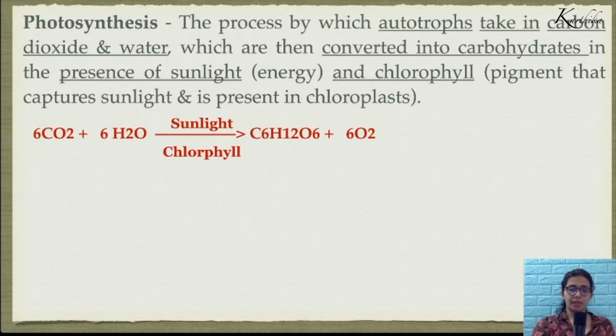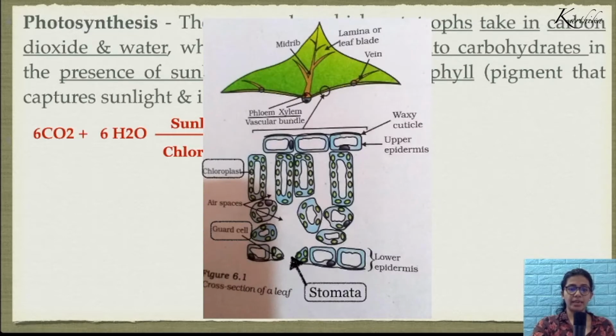Let's just revise where chlorophyll is present. It's present inside the mesophyll cells. It's present inside all plant cells, inside the organelles called chloroplasts. It's found mostly in mesophyll cells, that's where it's largest in numbers. So inside this chloroplast, chlorophyll is found.